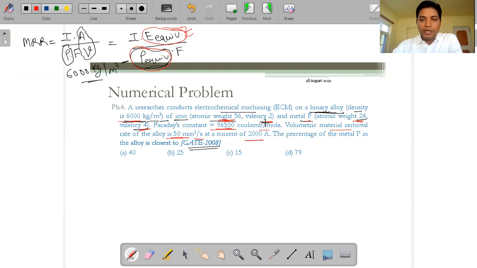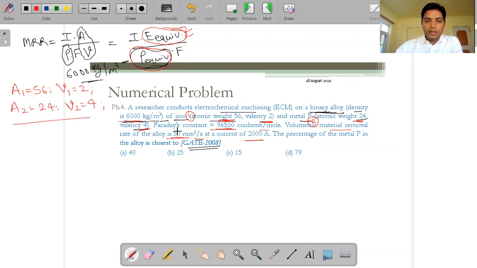So from here, if I am considering that this is the first material, which is iron, and this is the second material, then the first material, A1 is given to you, that is 56, and V1 is given to you, that is equal to 2. A2 is given to you, that is 24, and V2 is given to you, that is 4.